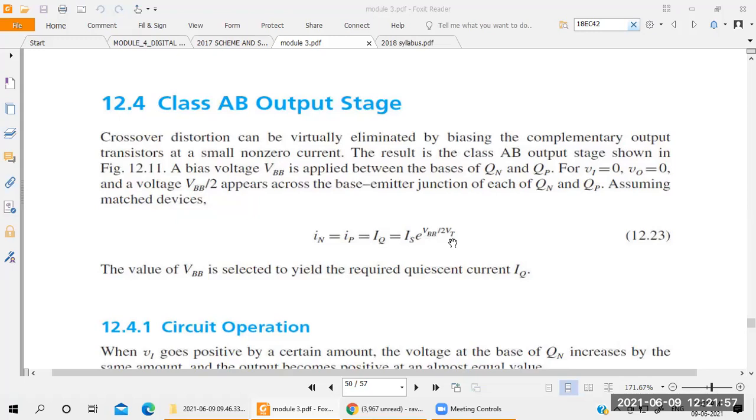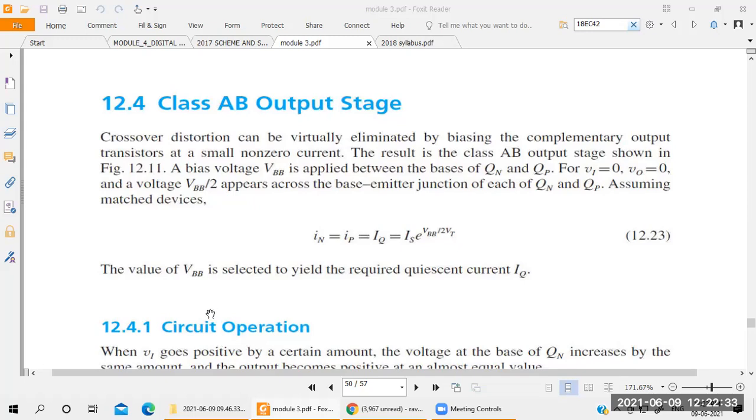VT is the thermal voltage. Okay, VT stands for what here? It's the thermal voltage. The value of VBB is nothing but what here? IB. So IQ is nothing but the DC current here. This DC current is directly proportional to the base voltage DC supply. Remember this one. VBB produces the DC current for the class AB amplifier.